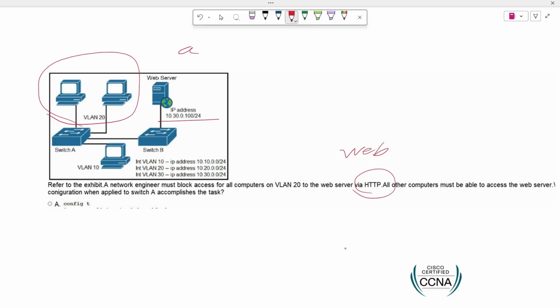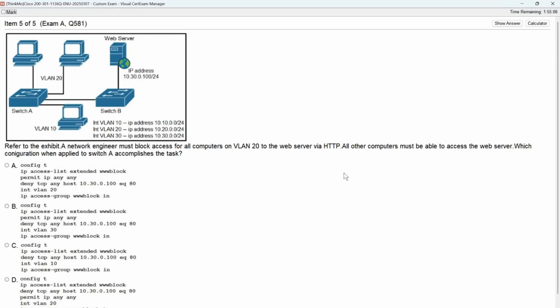specifically to prohibit them from using HTTP to access it via the web, right? But they should still be able to access it in other ways. For example, VLAN 10 should be able to access it, right? So the question is, which configuration should we choose to accomplish this task? Now let's look at the configuration. First, the destination here is this target, right? It's about accessing this target.